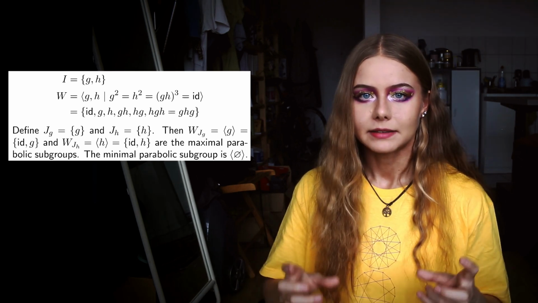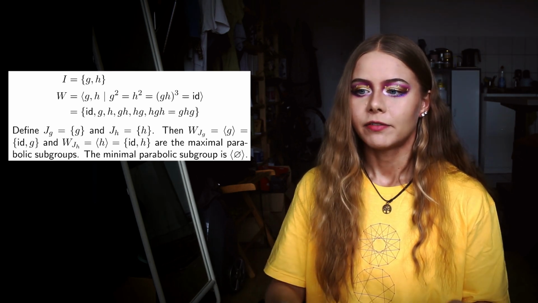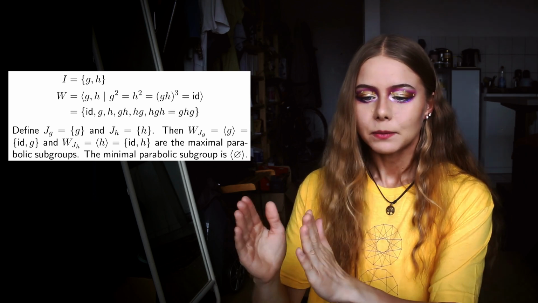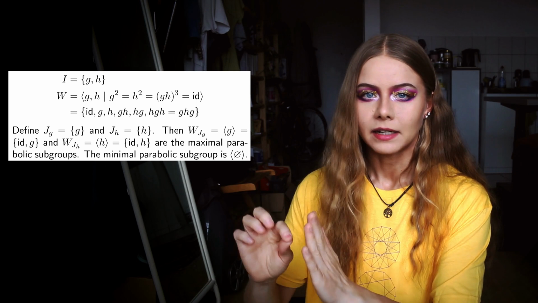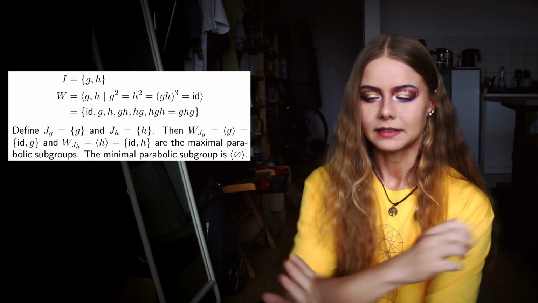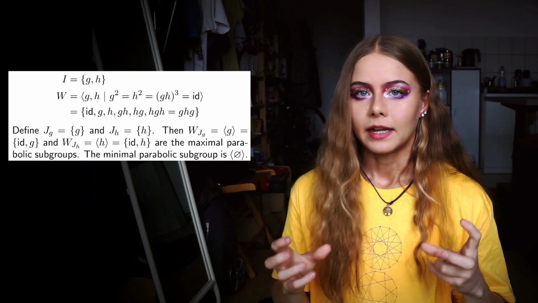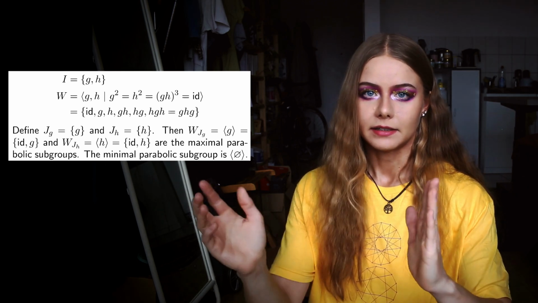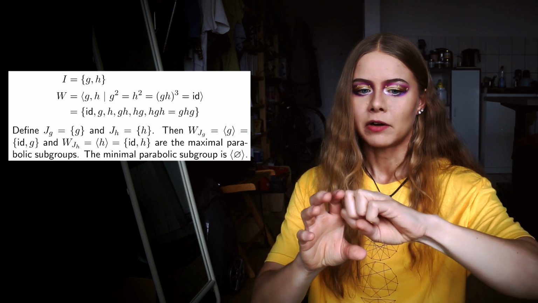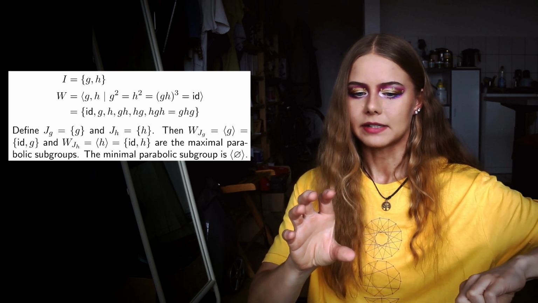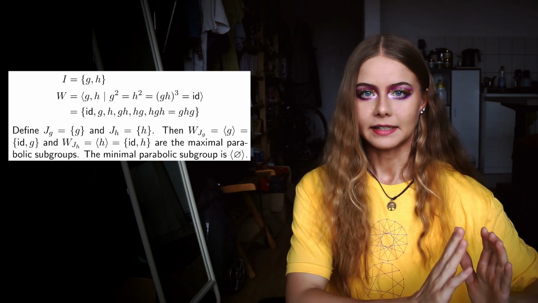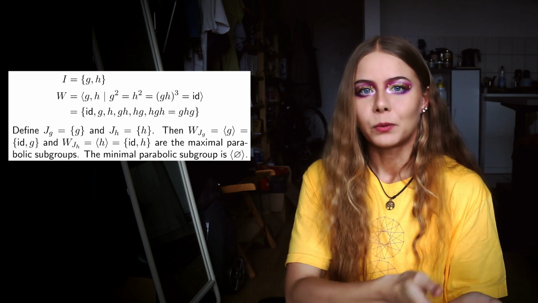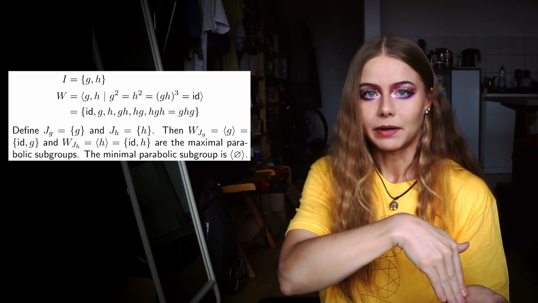We call a parabolic subgroup maximal if the cardinality of the index set I minus 1 equals the cardinality of J, so the proper subset of the index set that we took out. In our example, our I had cardinality 2, and if we take out the subset that only contains G, then this is cardinality 1, and 2 minus 1 is 1. So this would then yield a maximal parabolic subgroup.